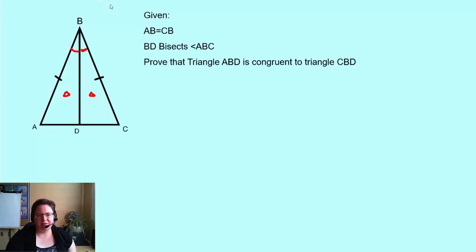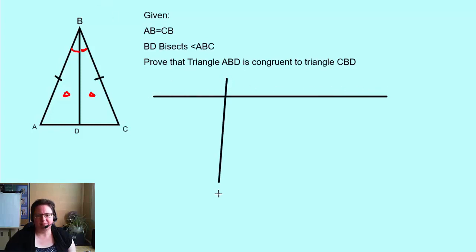So anytime we're asked to prove something, we set up a two-column proof. It's the easiest way to keep everything organized. And the thing with the two-column proof is you have to make sure that all your steps are logical. You can't say something is the way it is just because it looks that way. You have to logically prove it and show all the information. So you've got a statement and a reason.